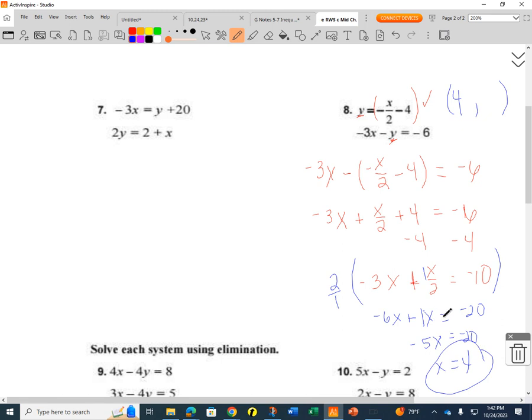Yeah, I can plug it into either one I want, and it doesn't really matter because this is going to be an easy one. I'm going to plug it back into here. So negative 3 times positive 4 minus y equals negative 6. So negative 12 minus y equals negative 6. Add 12 to both sides. And don't forget, now that's going to leave me a negative y. Negative y is not an isolated y. Now I divide both sides by negative 1. That's how we change the sign. And now we know y is negative 6.